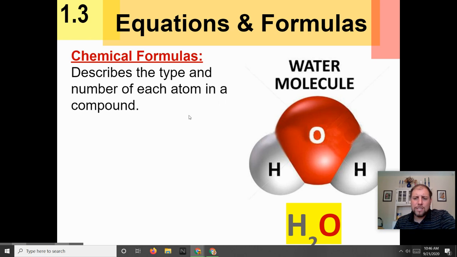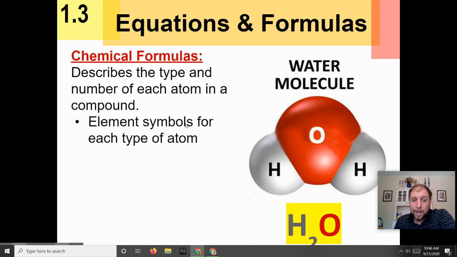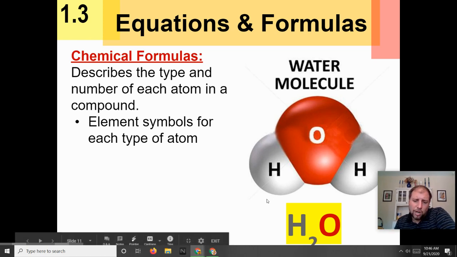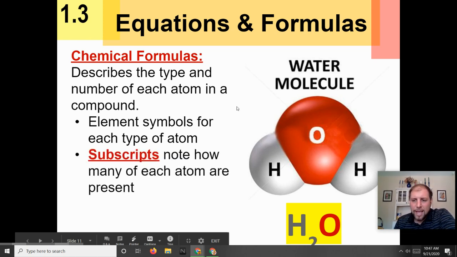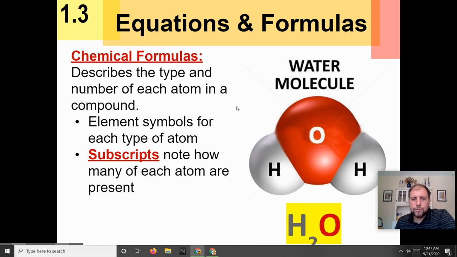Okay, now we figured out that elements are represented by symbols. When you want to represent a formula for a compound, the rules are also pretty simple. Okay, what you do is you just put in the symbols for all the elements that are in the compound. All right, so every element that the compound contains, you put in the symbol. So, for example, water. It's got two hydrogens and an oxygen. So you start by just saying, oh, it's got hydrogens and oxygens. And then you put in a subscript. Okay, now a subscript notes how many of each atom type are present.